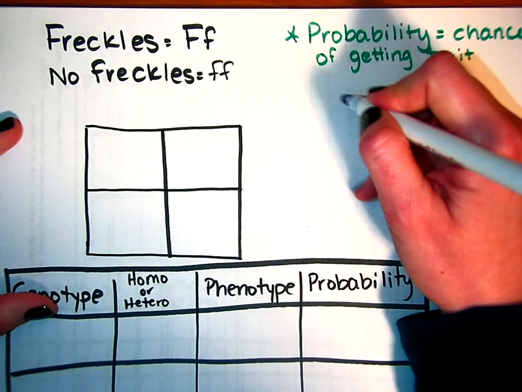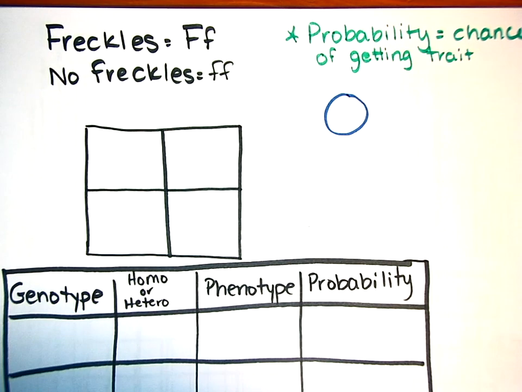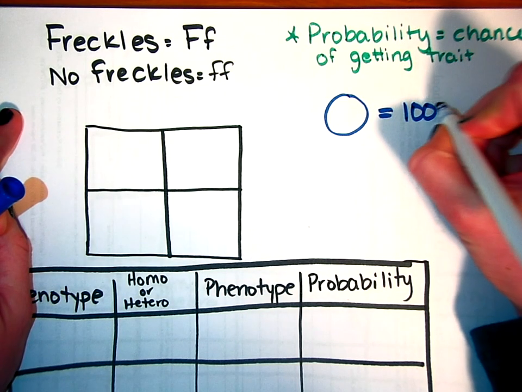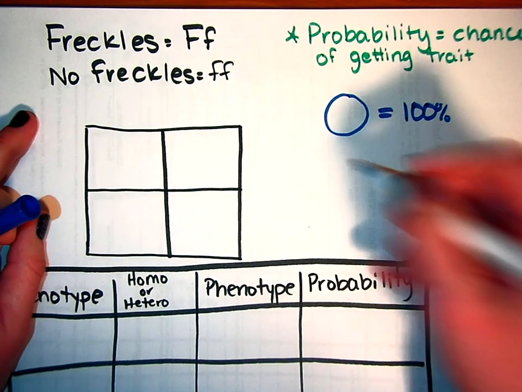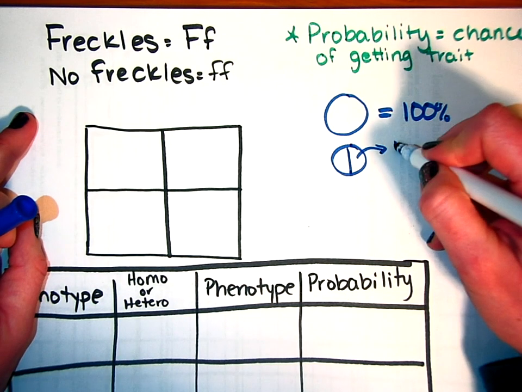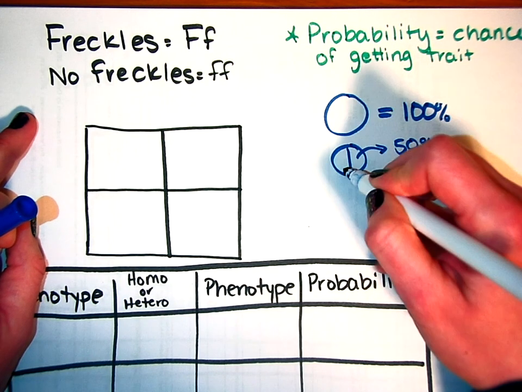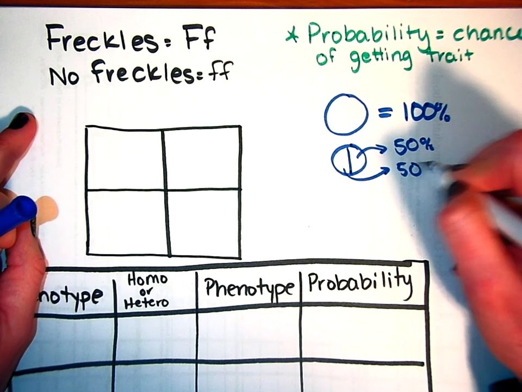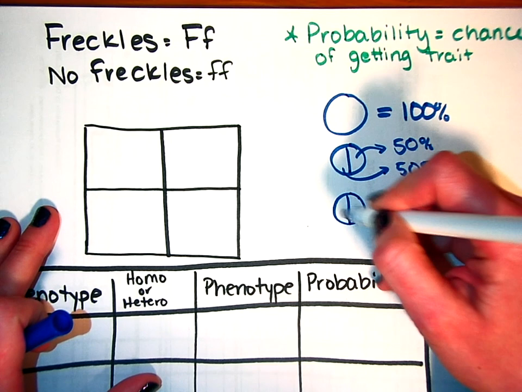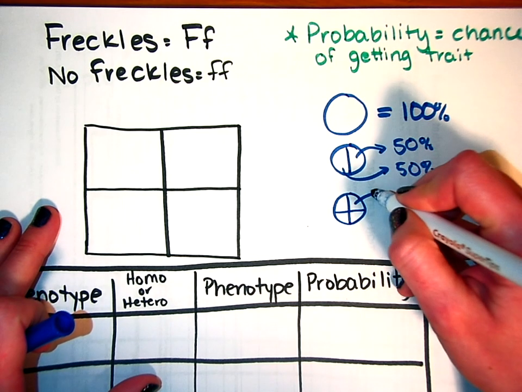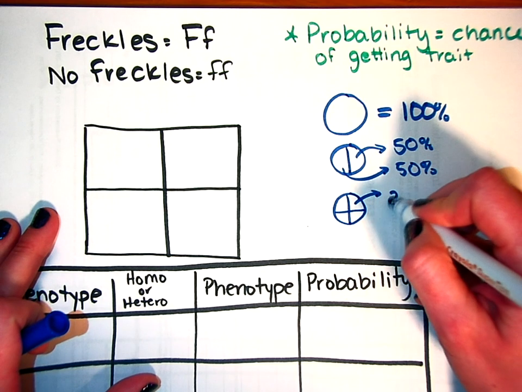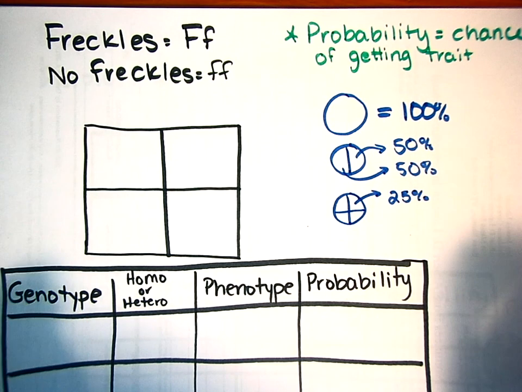When we look at percentage, we're looking at parts of a whole. So if we're looking at the whole circle, this is 100%. If we were to take that circle and divide it in half, each half would be 50%, and this half is 50%, which adds up to the whole. If we take the circle and divide it into 4, each 1/4 of this circle is 25%. And that's as far as we need to go to understand our Punnett square.